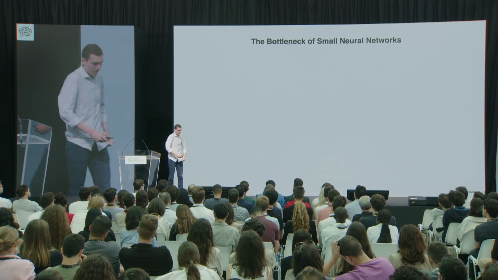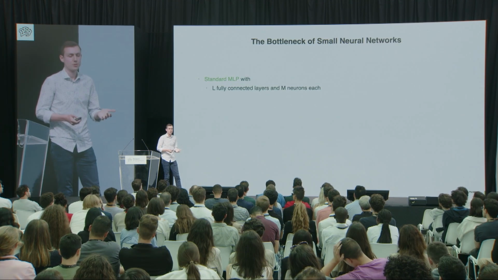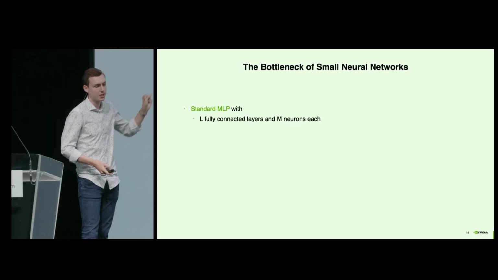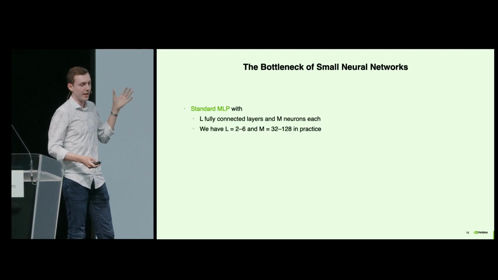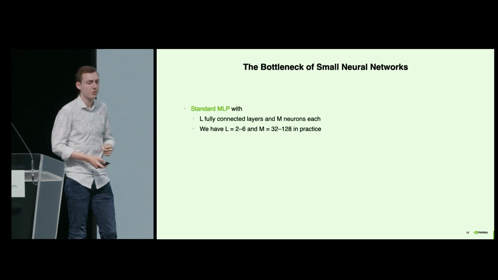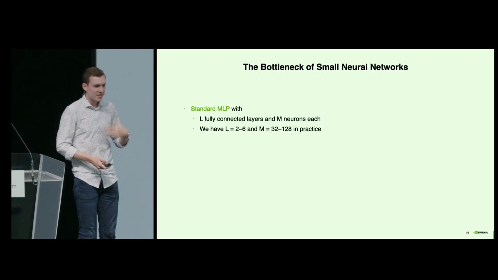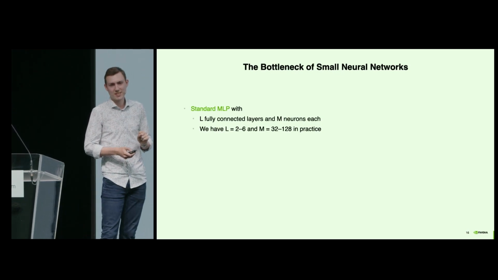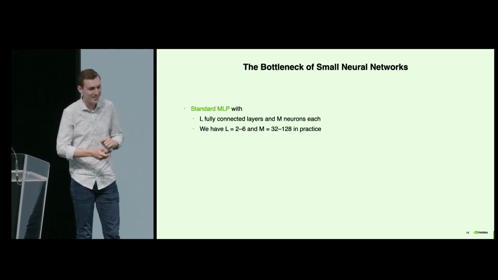So what we're going to talk about is a specific type of neural network, a multi-layer perceptron, MLP for short. And this means some number L of fully connected layers, M neurons each. And what we consider to be a small MLP, think something like 2 to 6 layers deep, 32 to 128 neurons, not so many each. And if you're not familiar with what exactly this means, don't worry. It's not so important for understanding the main point. I just want to throw out ballpark numbers for those people who know MLPs.